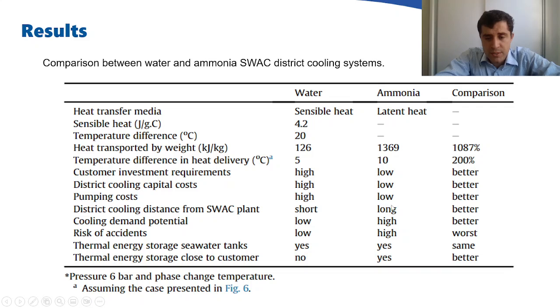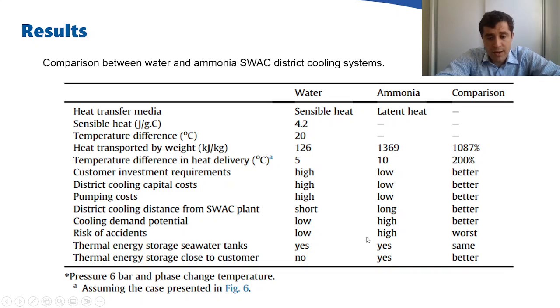District cooling distance: this is designed for long distances, so you can reach 10 kilometers away from the coast, maybe even 30 kilometers depending on the volume of your cooling demand. So you can reach much further into the coast or into an island to provide cooling. Cooling demand potential is high, so when you have high cooling demand and want to distribute it, you use ammonia.